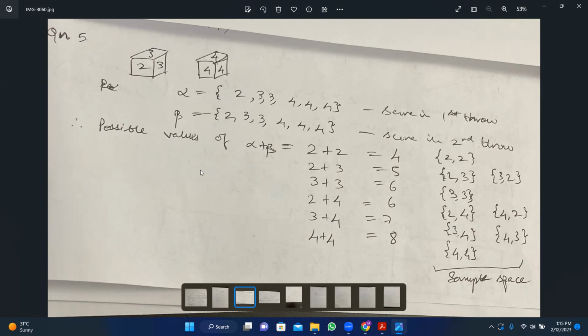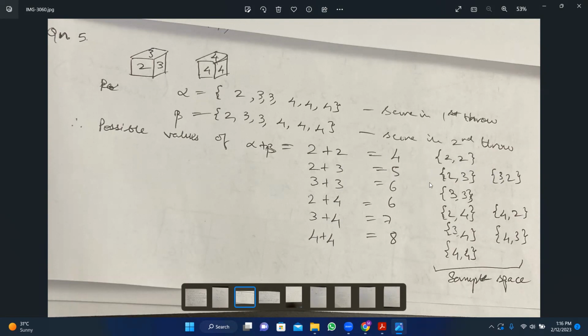To simplify the solution, we have written here that possible values of alpha plus beta: minimum will be 2 plus 2 and maximum will be 4 plus 4. 2 plus 2 equal to 4. Only one possibility, which is 2 comma 2. 2 plus 3 equal to 5. So that has 2 possibilities. The first row gives 2, the second row gives 3, and the other possibility is the first row gives 3, the second row gives 2.